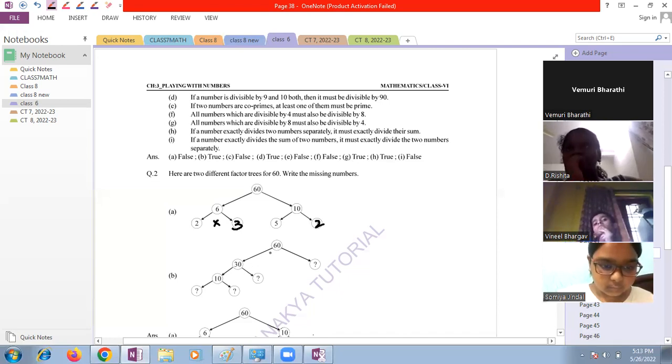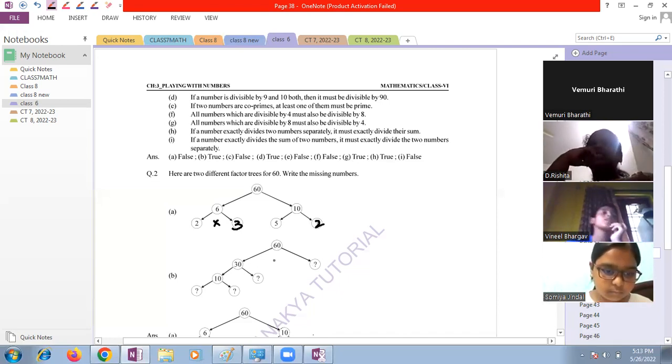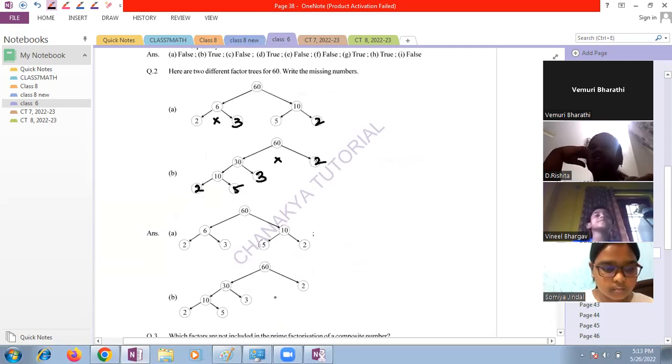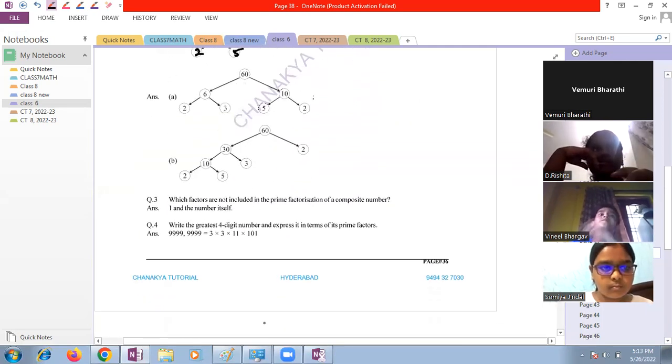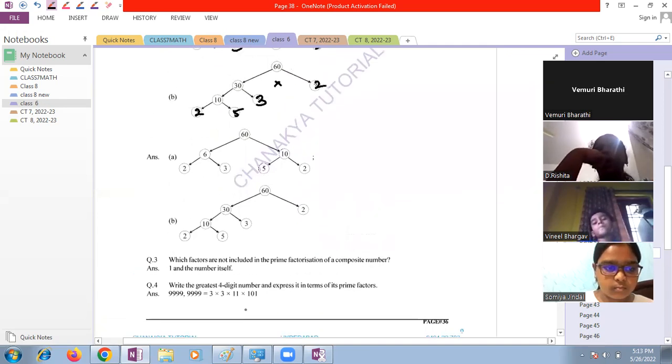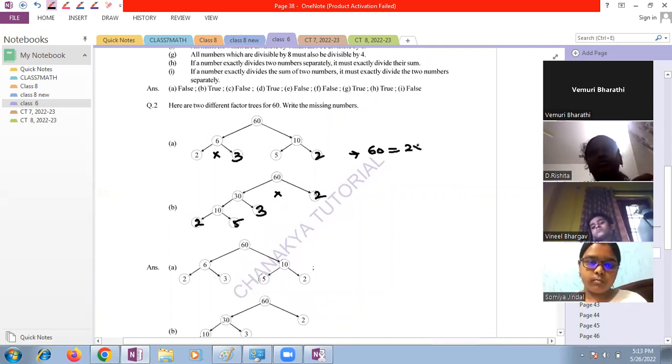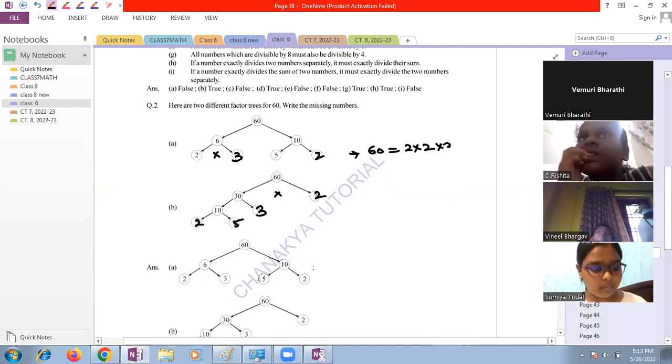Coming to the second factorization of 60, 30, how many times? 2 times 30. Again, 30 can be split as 10 and 15. 15 is 3 times 5. Now 10 can be split as 2 times 5 or 5 times 2, both are correct and the same. Those are the factorizations of 60 in different ways. In the first case, what are the prime factors for 60, children? 2 times 2, 3 one time and 5 one time.